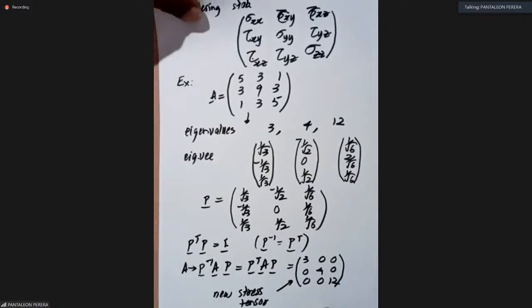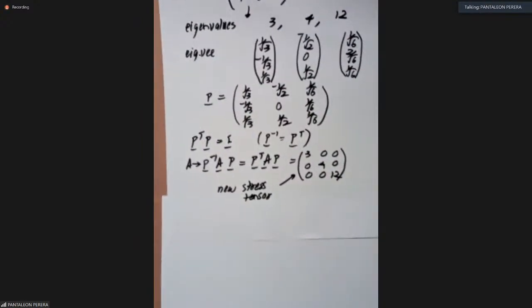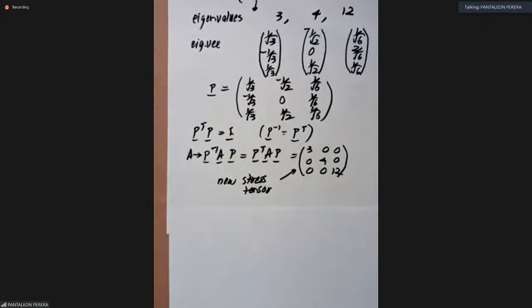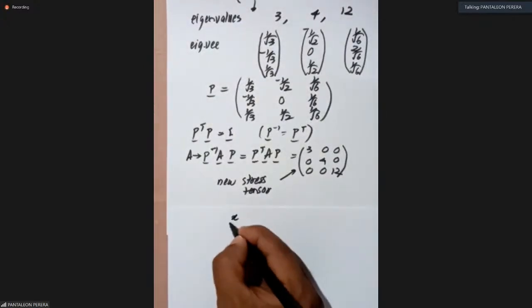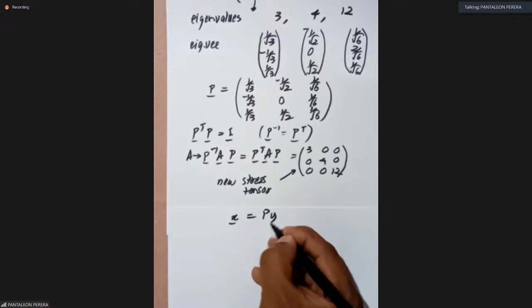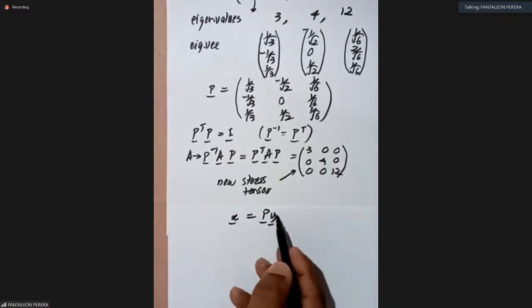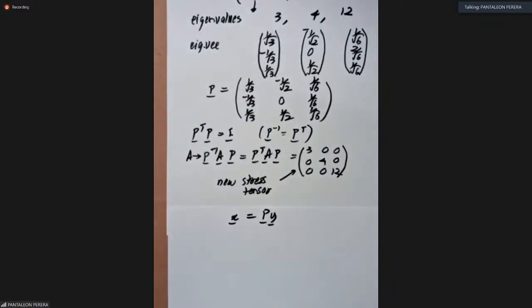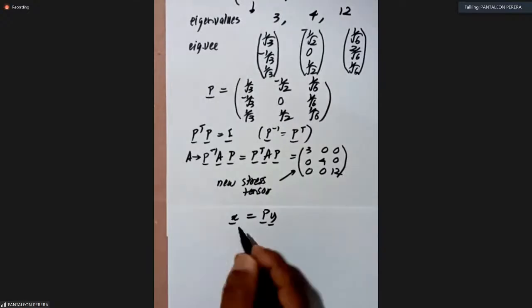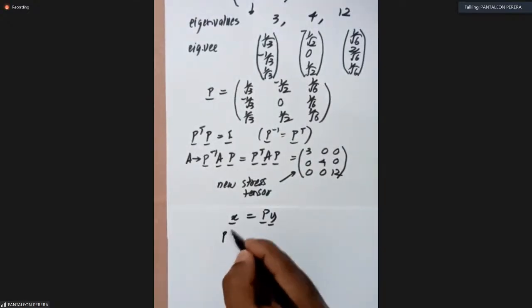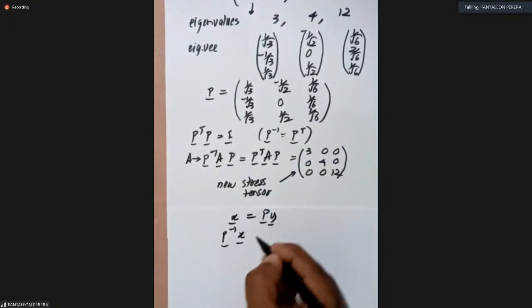Now we need to find Y, the new axis, because we need those axes. Let me tell you why. Now X is PY. This was a transform we took. Now we need to find Y, because this leads us to the new coordinate system. Now we'll multiply both sides by P inverse.